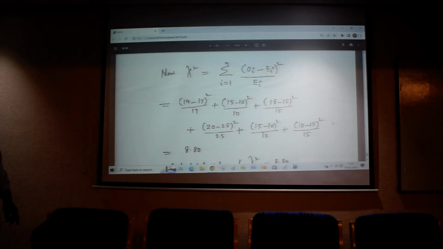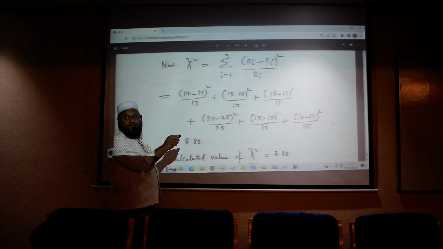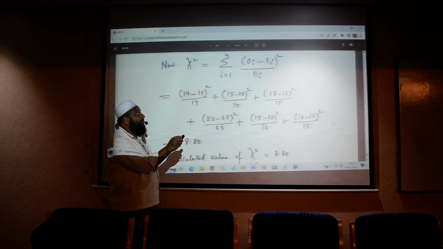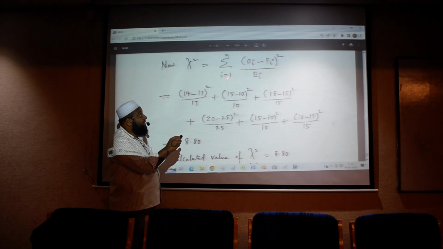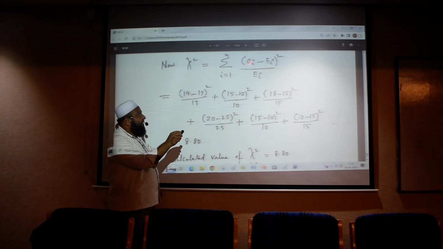Now the chi-square formula. Chi-square is the sum over i equal to 1 to n of (Oi minus Ei) whole square by Ei, where Oi are the observed values, O1, O2, O3 like that, with i running from 1 to n. So O1 minus E1 whole square by E1. Are you clear about this?